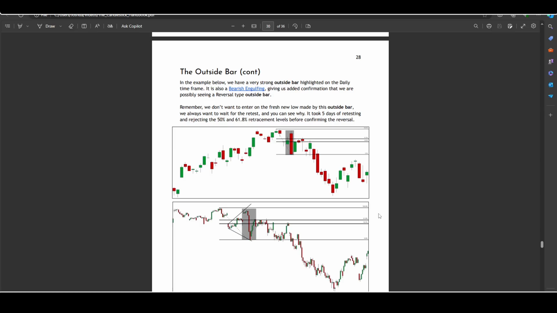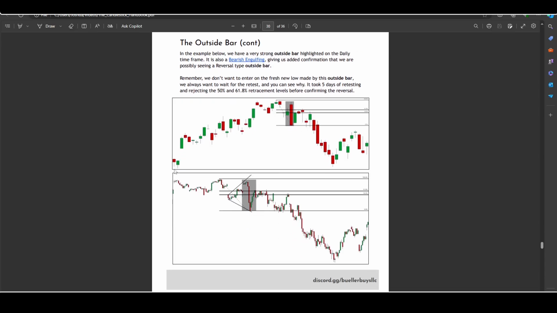In the example below, we have a very strong outside bar highlighted on the daily time frame. It is also a bearish engulfing, giving us added confirmation that we are possibly seeing a reversal type outside bar, because it's not just a bearish candle, it's rejecting a good bearish area of the chart. Remember, we don't want to enter on a fresh new low made by the outside bar, so we don't want to enter this. We always want to wait for the retest, and you can see why. It took 5 days of retesting and rejecting the 50% and golden pocket retracement levels before confirming the reversal. So, I mean, it took 1, 2, 3, 4, 5 before it even made a new low. If you would enter this, theta alone would have had you screwed in your swing trade. So it's very good to at least wait for that confirmation.